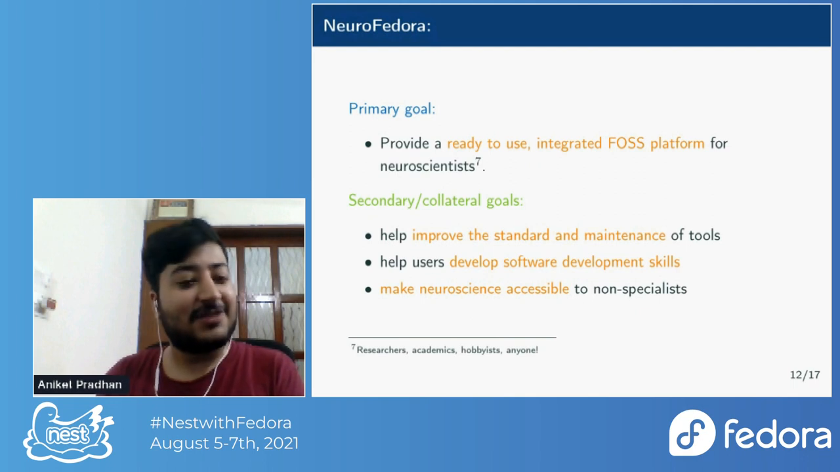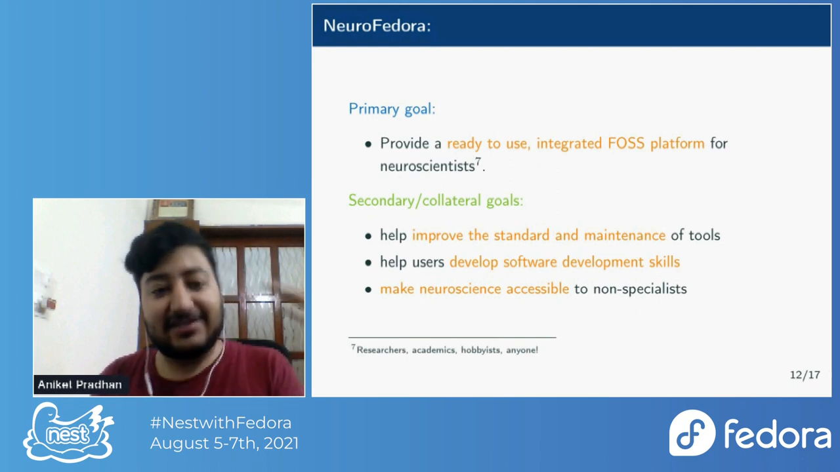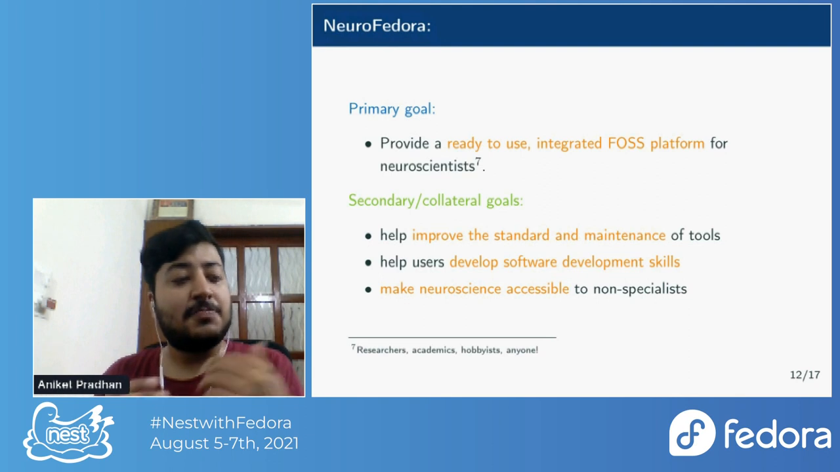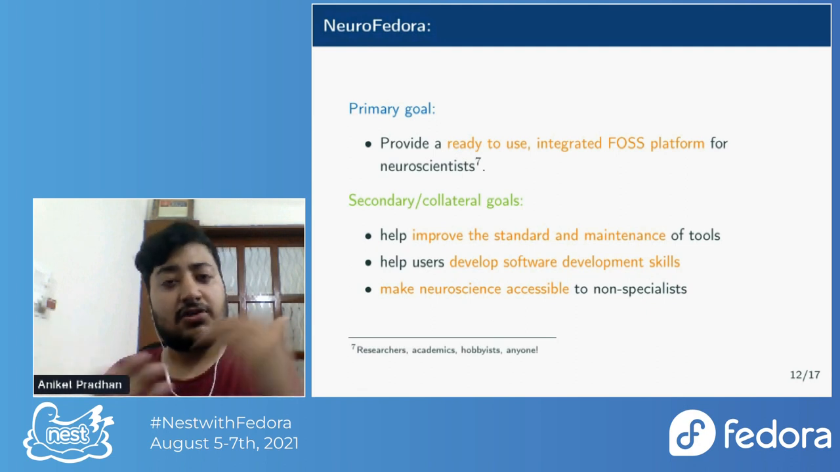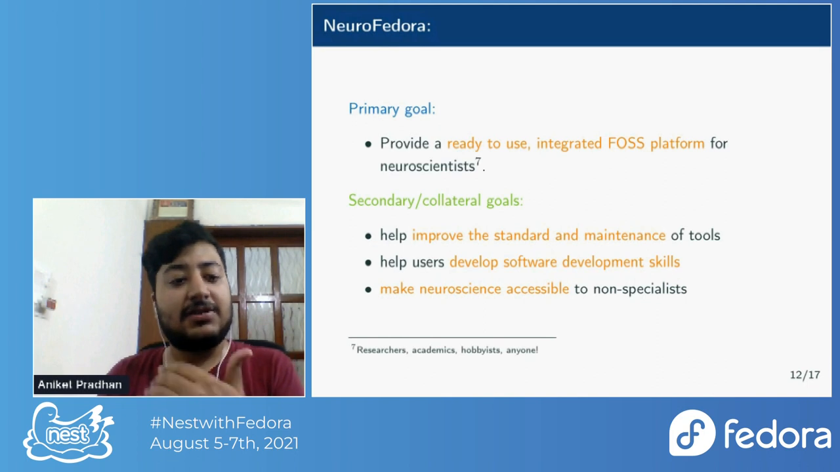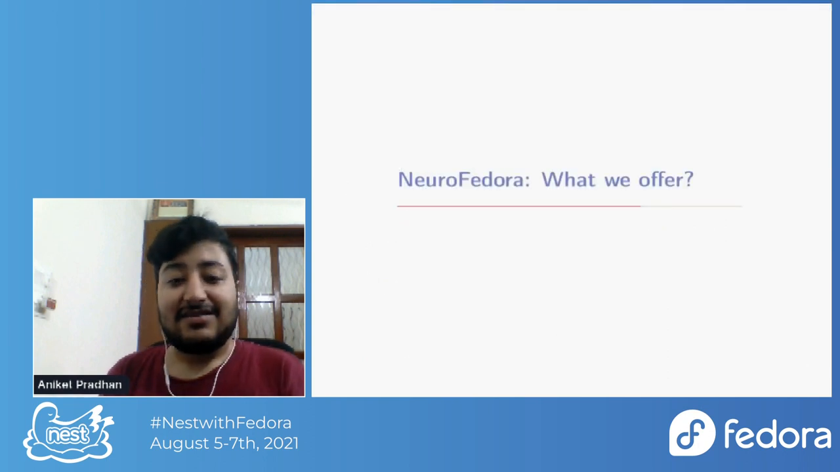That's pretty much our primary goal over here. And our secondary goal is basically helping improve the standards of the tools that are there. So we are improving the standards on how to maintain them, how you test them, how you use them. We also help users develop their software development skills. And we are basically making neuroscience accessible to everyone, not just the specialists, but non-specialists as well, right? So NeuroFedora, what are we offering?